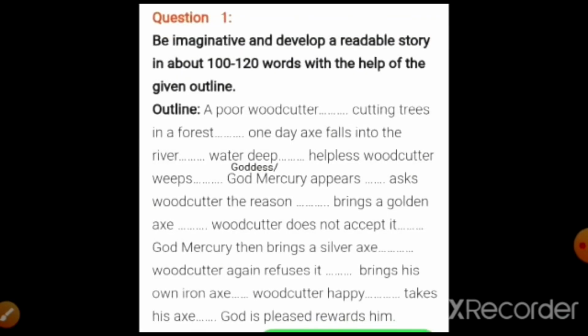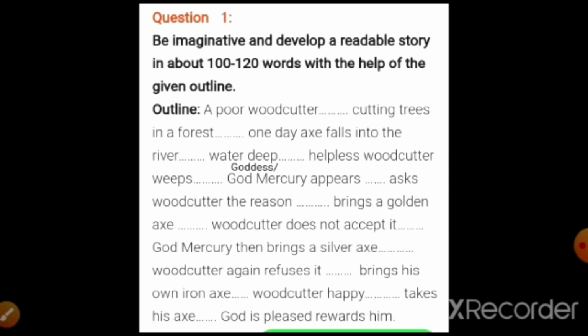Here is the question. Be imaginative and develop a readable story in about 100 to 120 words with the help of a given outline. A poor woodcutter cutting tree in a forest. One day axe falls into the river, water deep. Helpless woodcutter weeps. Goddess or God Mercury appears. Asks woodcutter the reason. Brings a golden axe. Woodcutter does not accept it. God Mercury then brings a silver axe. Woodcutter again refuses it. Brings his own iron axe and woodcutter happy. Takes his axe and goddess pleased rewards him.